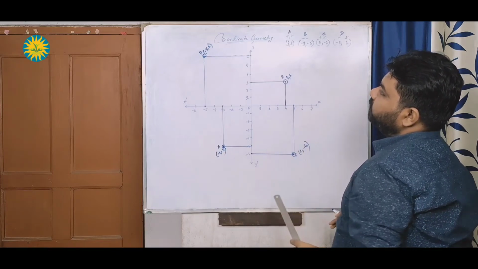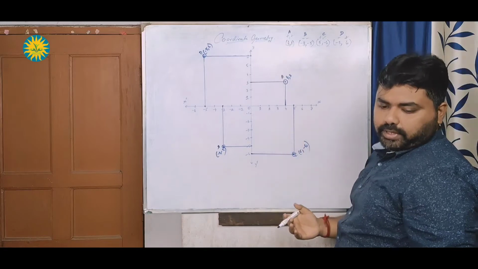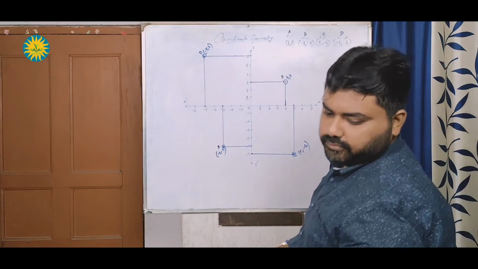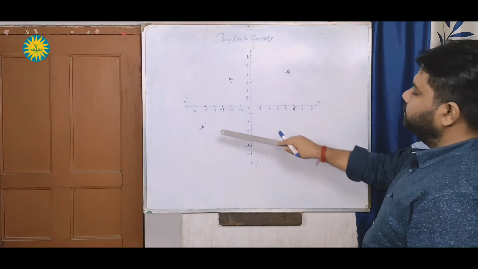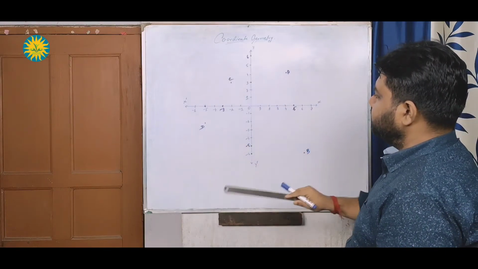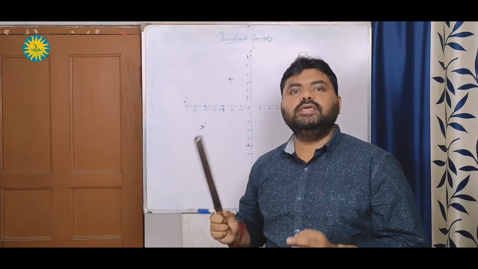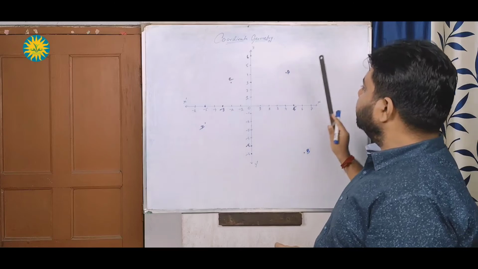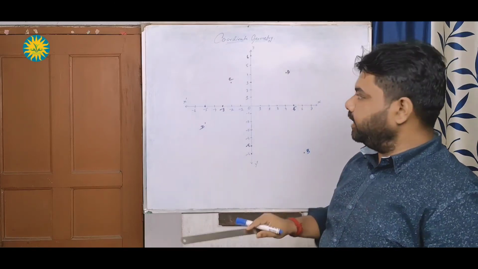Okay. Now we will find the location of some more points. I'm showing some more examples to solve. Now see, we are given 4 points, A, B, C and D. Now we have to write the coordinates of each point, that is, locate the exact location of each point, starting from point A.